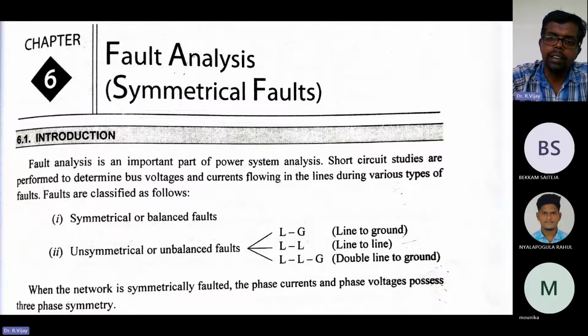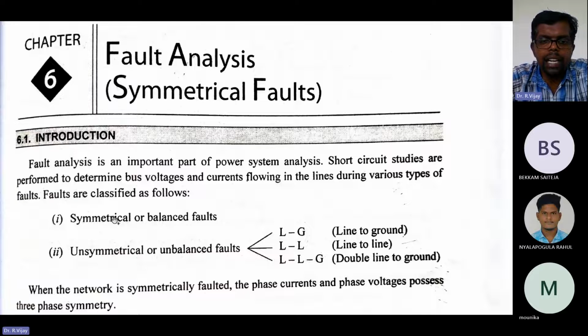They can go for simulation first, and even hand calculation they will do, so that it will be accurate. Say, for example, that the line is 10 kilometers long, and in 2 kilometers there is some fault happening. What might be the change in the voltage? What might be the change in the current? Like that they may analyze. So these faults can be classified as follows.